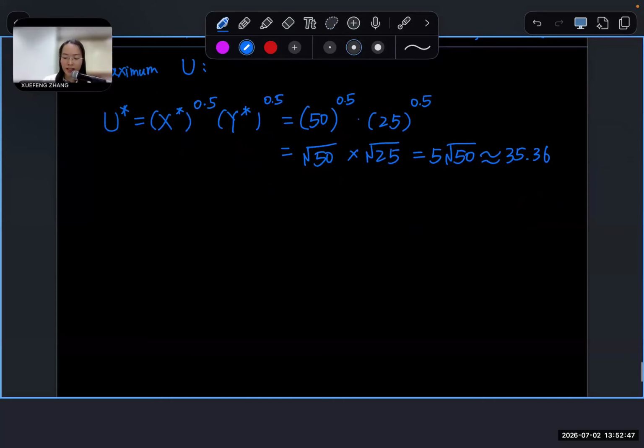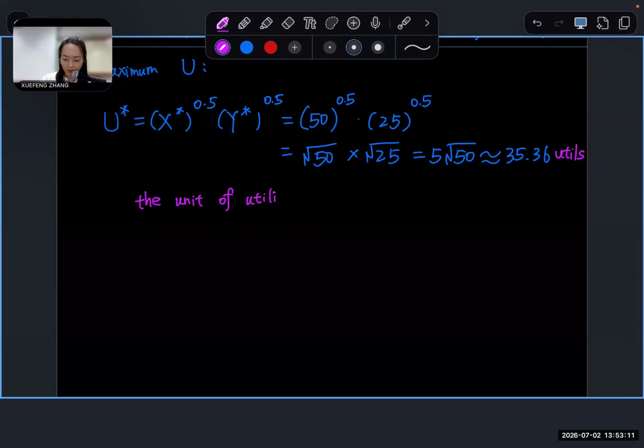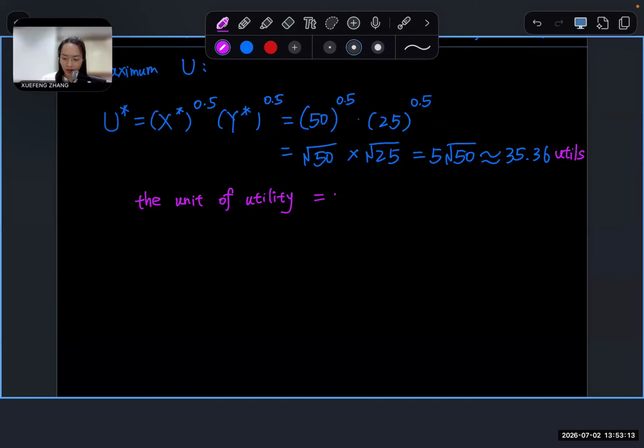Next, what is the unit of utility? It's the util. Because it's more than one, it's utils here. So the unit of utility equals util.